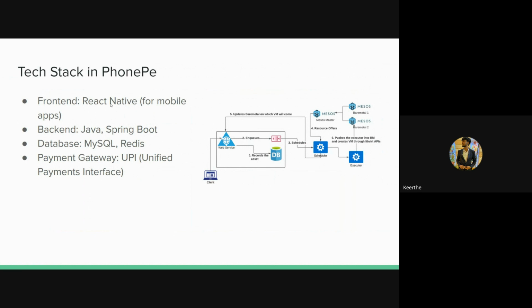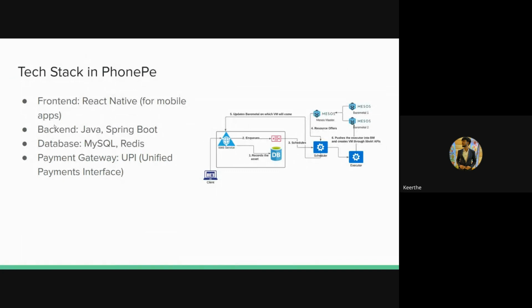Okay, let me explain the tech stack used in PhonePe. Going to the front end, the client side, the things which you see are the front end. For most mobile applications, they use React Native. Famous companies use React Native. As you saw, Uber also used React Native for building its mobile application, and PhonePe is also using React Native for building mobile applications.